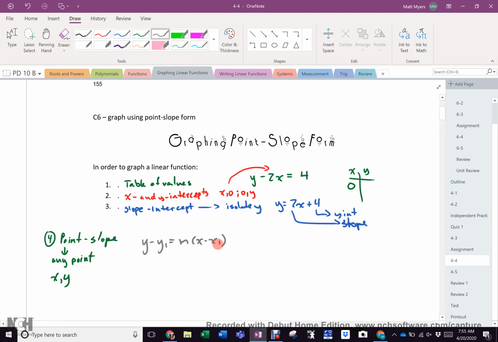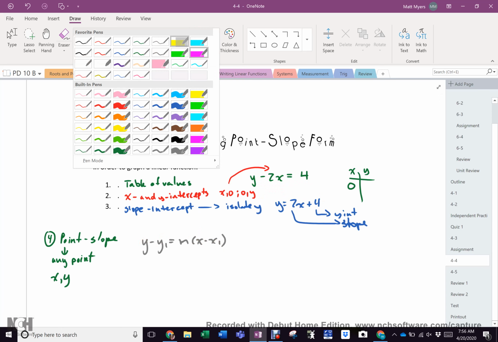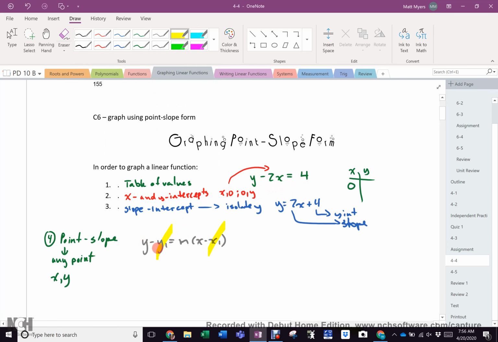Now, you're smart kids. You'll notice that in all of these equations, we had to leave a y and an x. There's a y and there's an x. But in point slope form, you'll notice there's this extra 1. This right here is a point on the line.